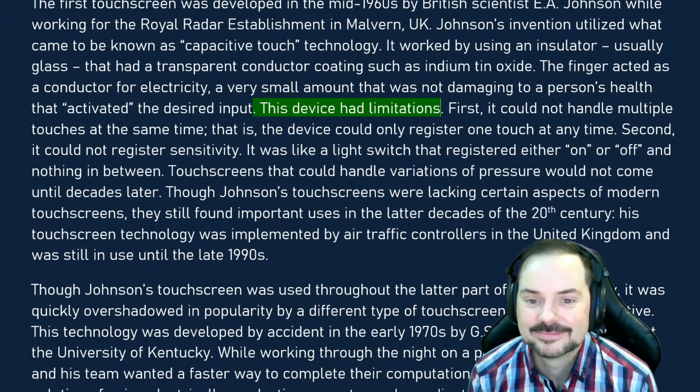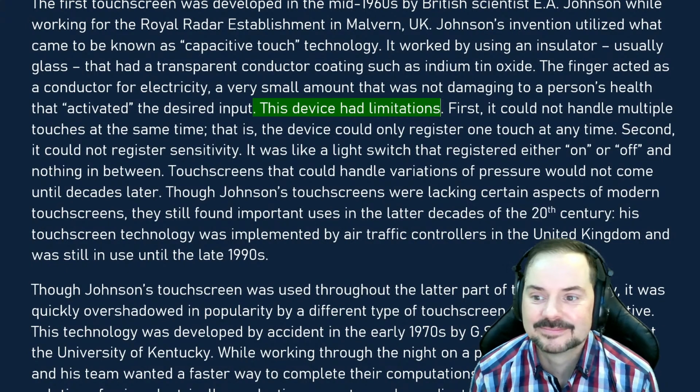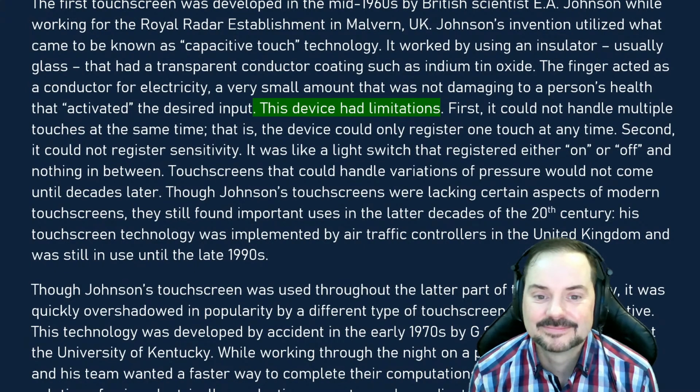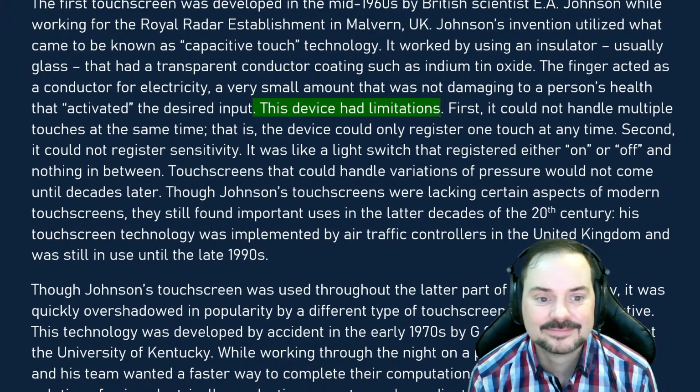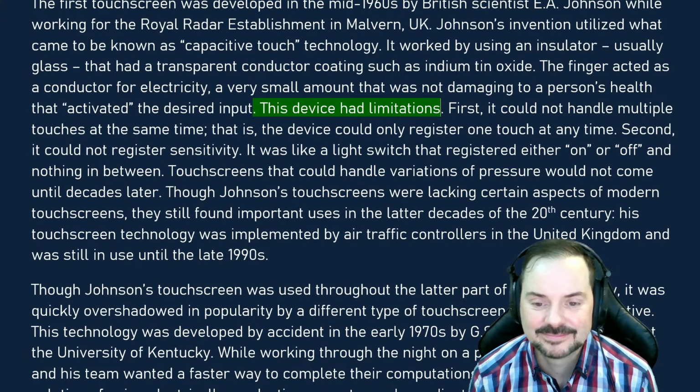First, it could not handle multiple touches at the same time. That is, the device could only register one touch at a time. Second, it could not register sensitivity. It was like a light switch that registered either on or off and nothing in between. Touch screen that could handle variations of pressure.